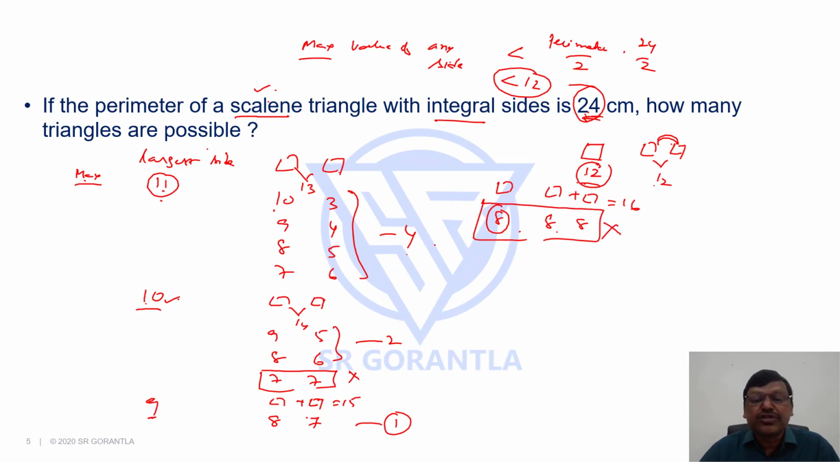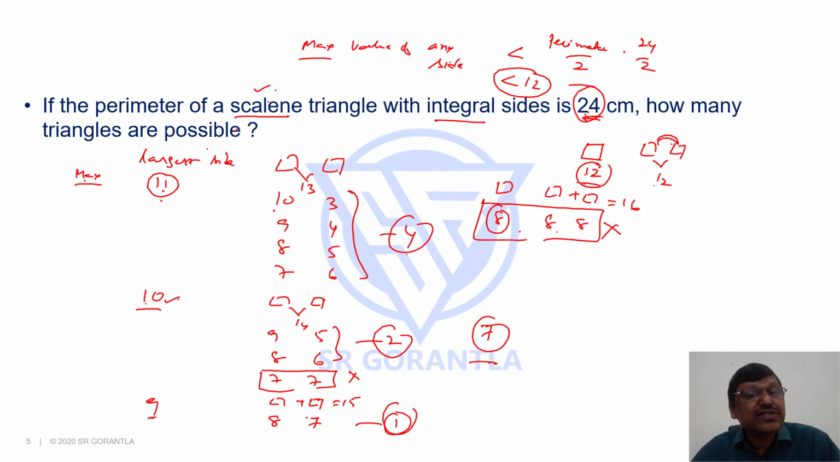So, how many cases are possible? 4 here, 2 here, 1 here. Total 7 cases are possible. So, how many triangles are possible means we can have 7 distinct triangles, right? So, because of these three conditions: perimeter is 24, sides have to be integers, and it should be a scalene triangle.